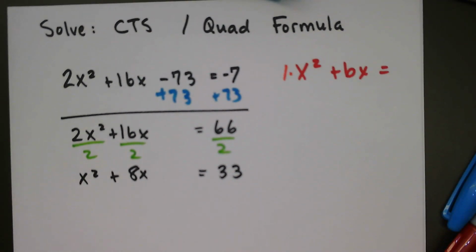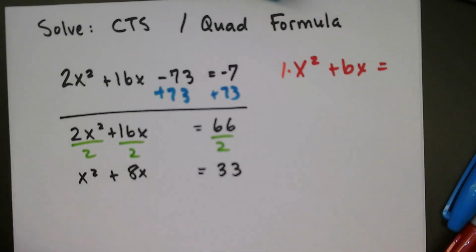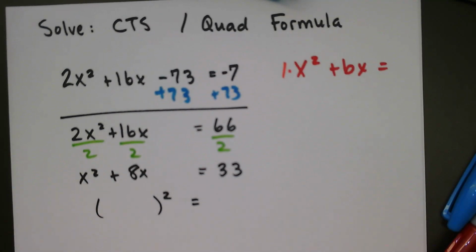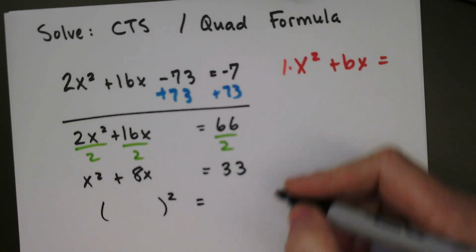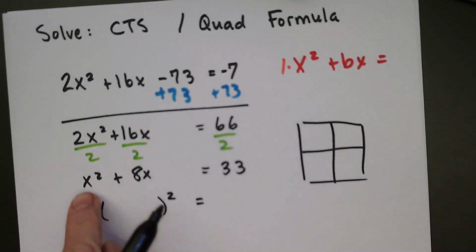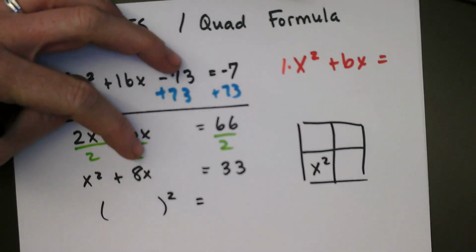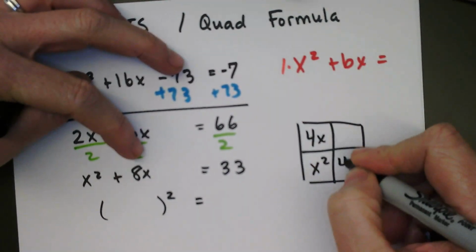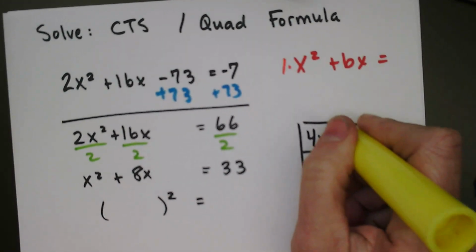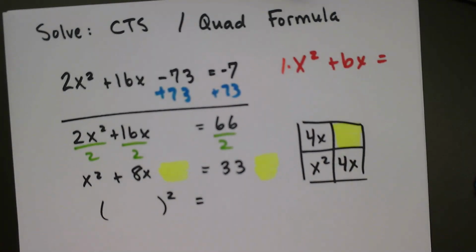When you're completing the square, what I need to do is add some number here to both sides that will create a situation where I can have a binomial squared. So we talked a lot about doing this visually, which means we're going to build a little area model here. I'm going to take my x squared and put it here. I'm going to take my 8x and split it in half, so I'm going to have 4x and 4x. And then I'm trying to figure out what the number is here that I can add to both sides to complete the square.